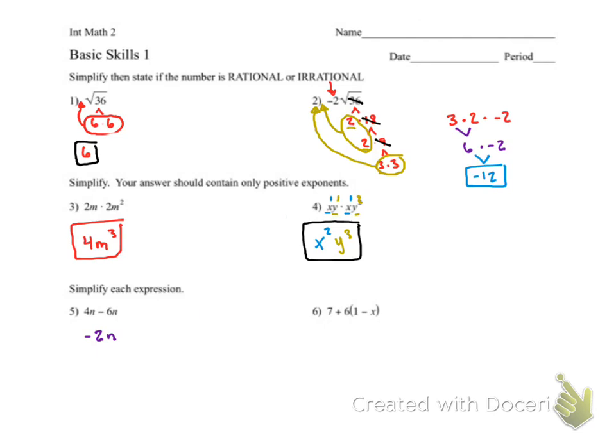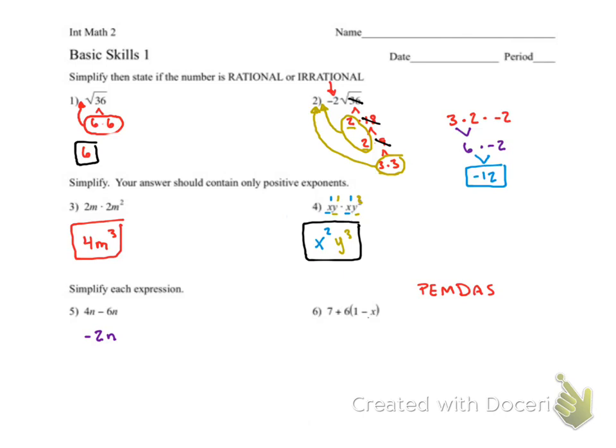Number 6, this follows the rules of PEMDAS. Right? Parentheses, exponents, multiplying, dividing, addition, subtraction. So in the parentheses first, we look at this here, we have 1 minus x. We can't do anything with that because they're not like terms. So we move on to the next one. It is exponents. We have no exponents included. Move on to the next one.